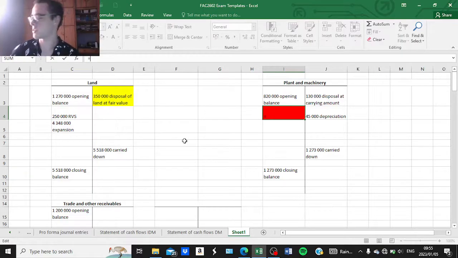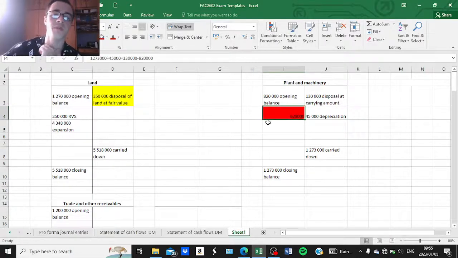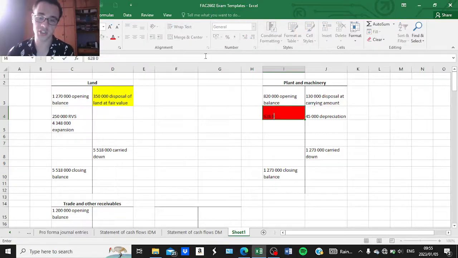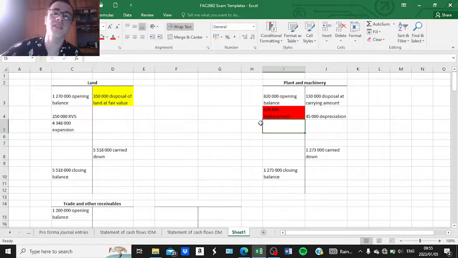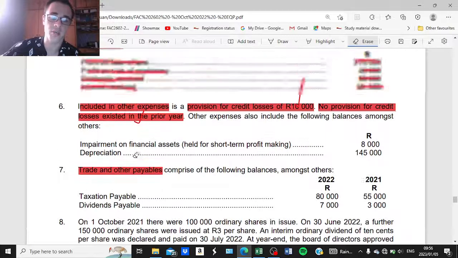All right, so once again, we will start with the balance carried down, add depreciation, add the disposal at carrying amount, and then we will subtract the opening balance. So the actual replacement value of plant and machinery was 628,000. Okay, please take note of this. When we calculated the original amount of 583,000, we had not yet considered the depreciation expense, and we have come across that item in additional information 0.6.